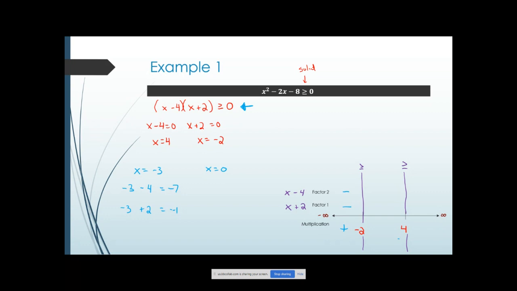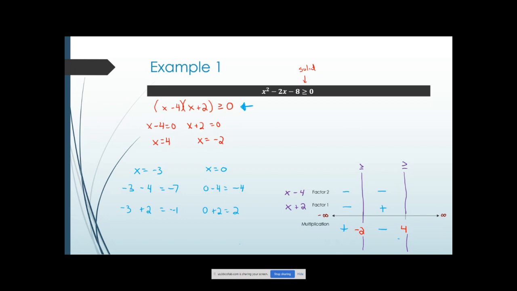So if I plug in x equals 0, and then in x minus 4, 0 minus 4 gives me -4. So I'm going to have a negative. And then in x plus 2, 0 plus 2 gives me a positive 2. So I'm going to write plus. And then I multiply those. Negative times a positive is a negative. So I'm going to write a negative underneath.